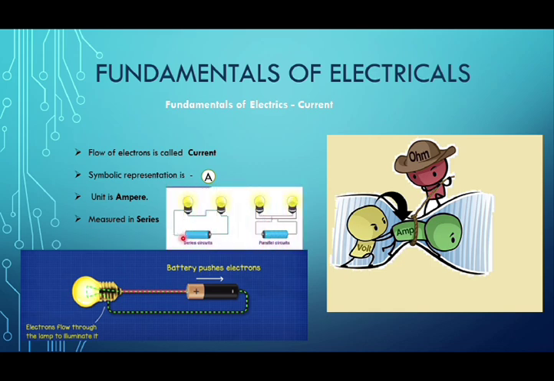Now you can see these are types of circuit. One is the series circuit and the other is the parallel circuit. You can see the series circuit. A series circuit is one after another. Whatever bulbs are connected, they are connected one after another.